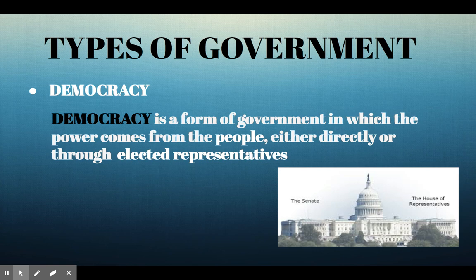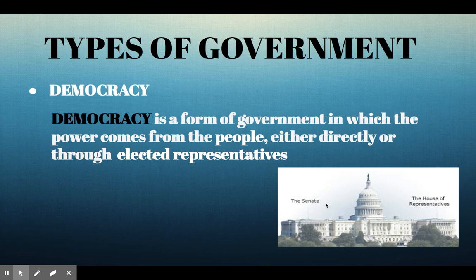Our country is too big to have a direct democracy. If every eligible person had to vote on every single issue, we would never get anything done. So here in the United States, we do not have a direct democracy. We have an indirect democracy. We vote for representatives to speak for us in the government.